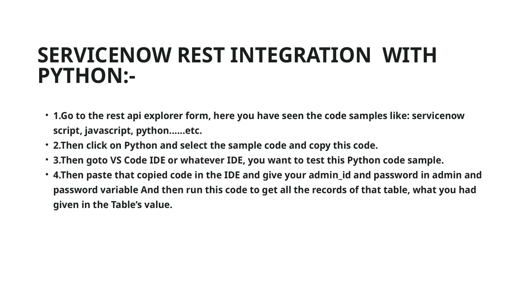Once you've got that, open your preferred IDE, whether it's VS Code or another tool you're comfortable with. Paste the copied code into your IDE. Now you'll need to update the code with your admin credentials, specifically your admin ID and password, by entering them into the designated variables. After that, just run the code. What it does is fetch all the records from the specific table you specify in the code. This process makes it easy to interact with ServiceNow data programmatically, which is really powerful when you're automating tasks or integrating with other systems. Remember, this approach connects directly to the core of ServiceNow's API, enabling efficient and flexible data handling.